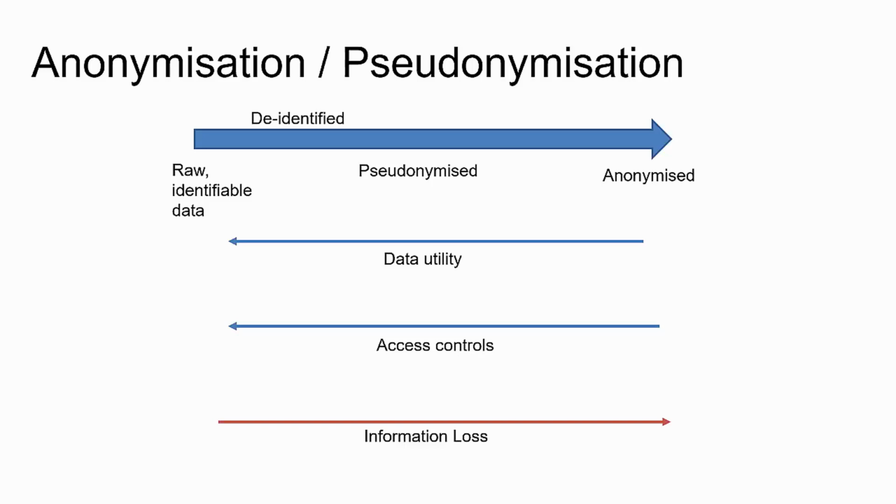And then lastly, we have information loss. So this moves, of course, from left to right. The more anonymized the data is, the more information loss we have.